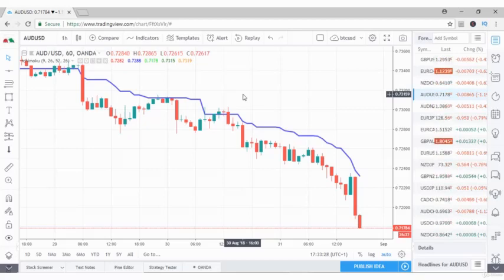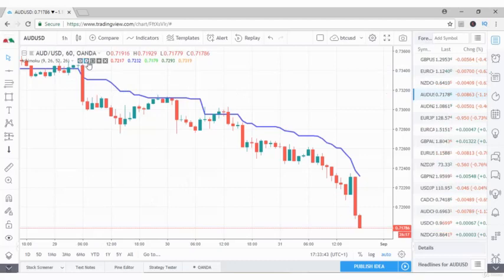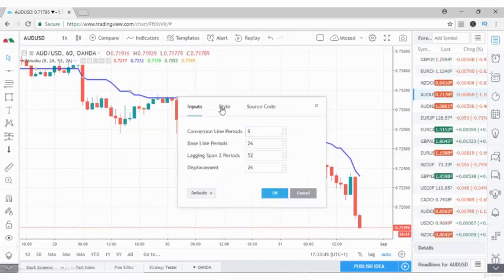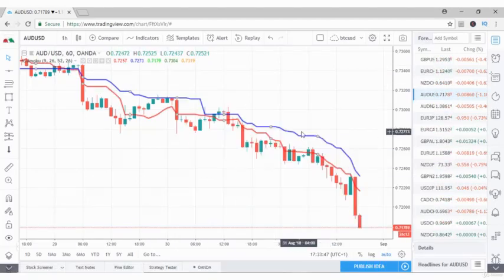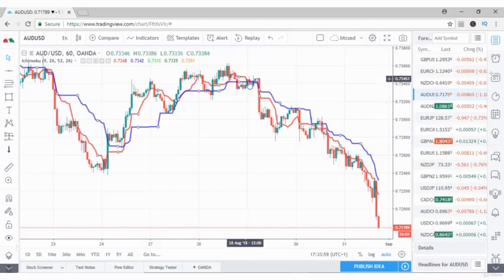This is a fundamental concept and we will enter positions only when the blue line is in the same direction of our trade. I give to this concept a grade of 8 out of 10. Let's add the red line now. Some traders like to trade the two lines, the red and the blue line, just like the moving average crossover. So if the red line crosses the blue line going up, it is a buy signal. If the red line crosses the blue line going down, it is a sell signal.